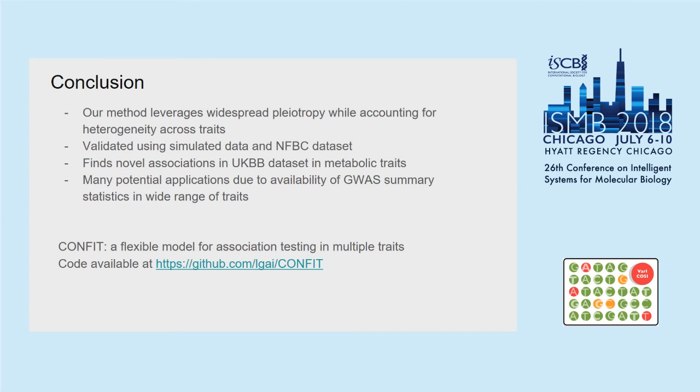So in summary, I've presented a method, CONFIT, which leverages the widespread pleiotropy across the genome while allowing for heterogeneity across traits in order to increase power to detect associations. We validated our method on simulated data in the Northern Finland birth cohort dataset, and we are able to find novel associations in the UK Biobank in a variety of metabolic traits. We see many potential applications of CONFIT due to the widespread availability of GWAS summary statistics in a wide range of traits. And if any of you are interested, our code is available on GitHub for your perusal.